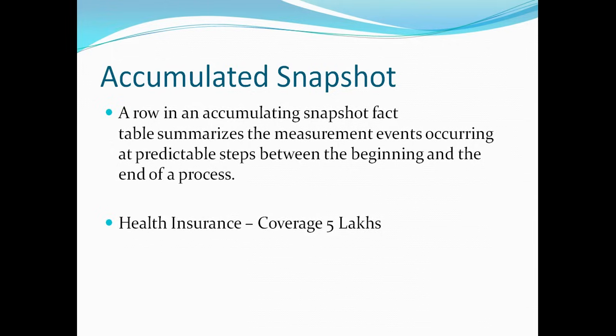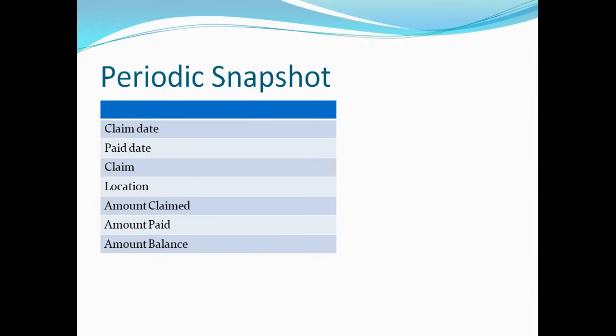For example, let's take the example of a health insurance company. I, Vivek Goel, have taken a health insurance, and I was admitted to the hospital 10 days back. Now I have submitted a claim for that. So this is how the accumulated snapshot table will look. It will have a claim date, a paid date, what kind of claim I've submitted, the location at which I have submitted the claim, the amount that I have claimed, the amount that was paid, and the amount balance.